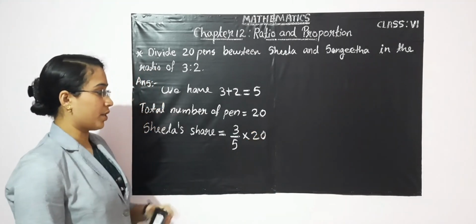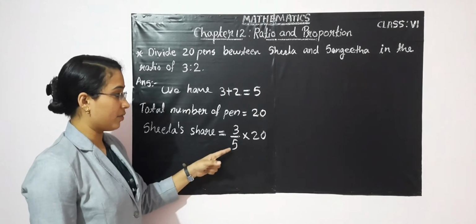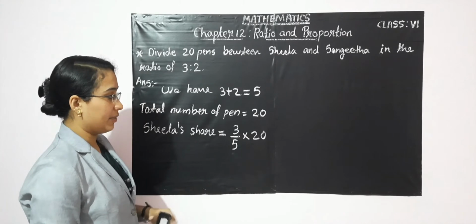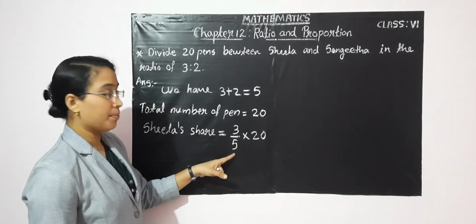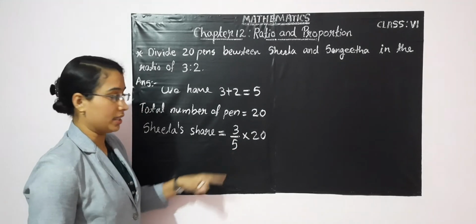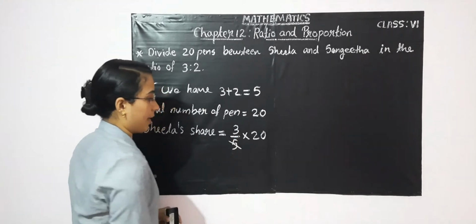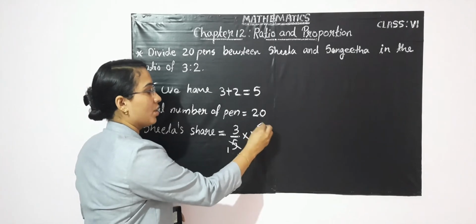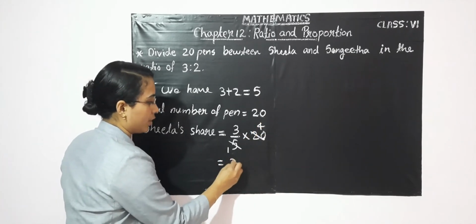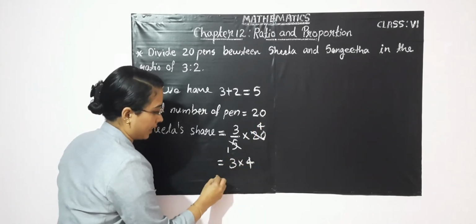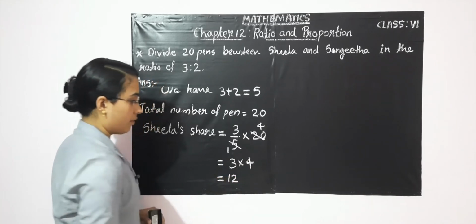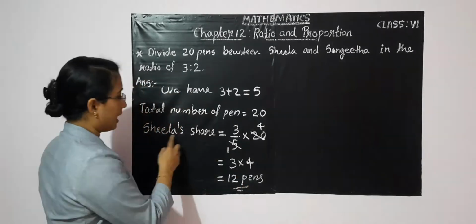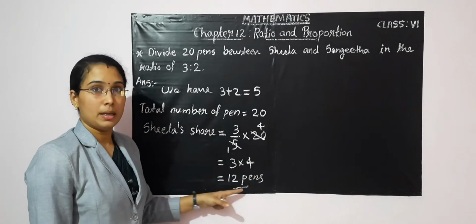After that, we want to find the answer. For that, calculate this. Here we need to divide 20 and 5, because here we have a common factor. So we can divide 5 by 5, we will get 1, and 20 by 5, we will get 4. Then what is 3 into 4? 3 into 4 is 12. So the final answer here is 12 pens. Sheila's share equal to 12 pens.